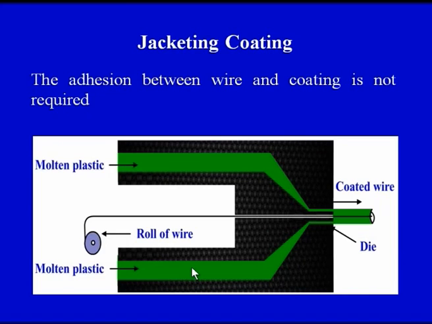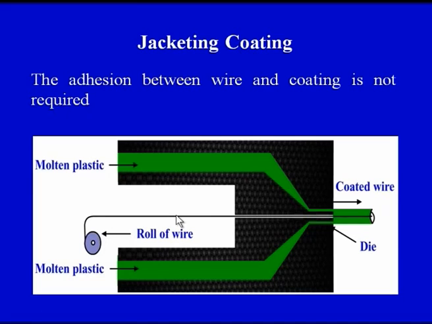Then we have a jacketing coating, in which we see the adhesion between the wire and the coating is not required. On your screen, a very simple diagram, you can see the green color represents the molten plastic and this is the roll of wire. Jacketing means we are jacketing the wire with the plastic. So here we can see this is the roll of wire from where the wire is coming, and this wire we want to jacket around by the plastic.